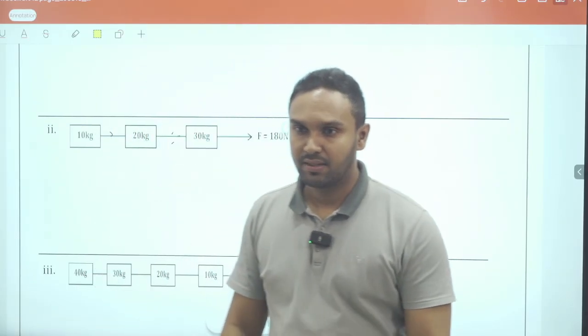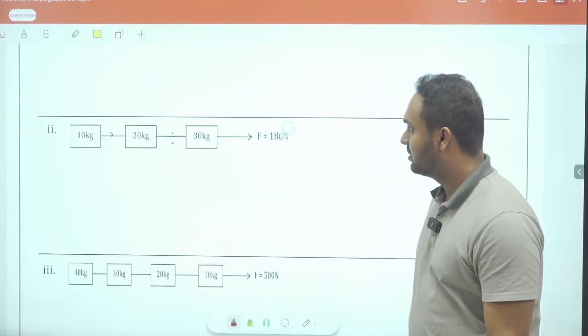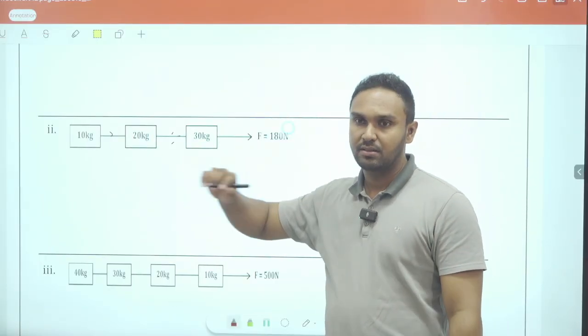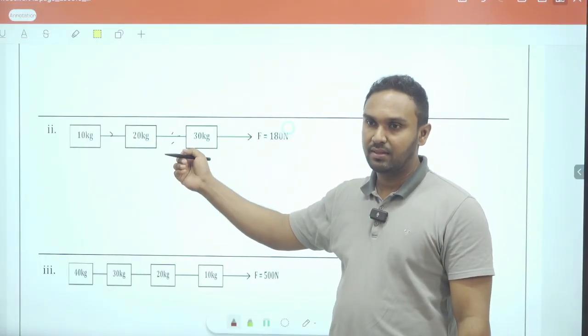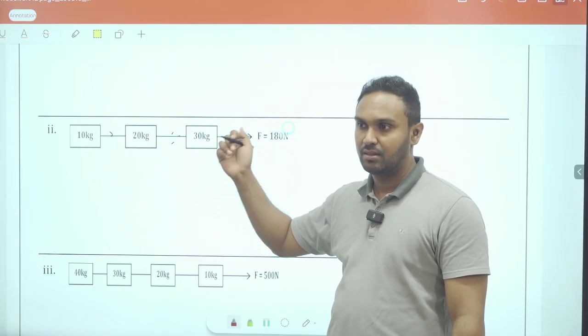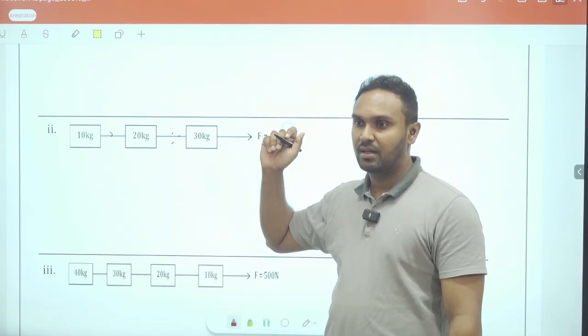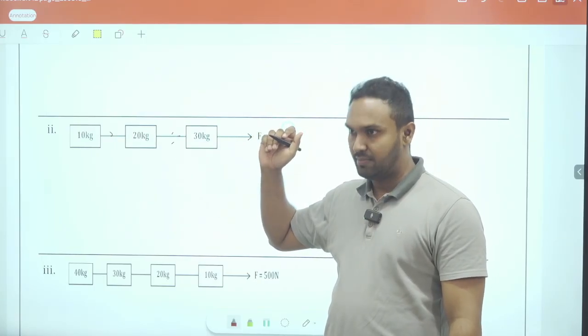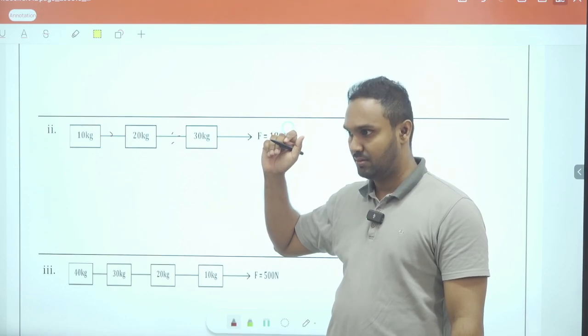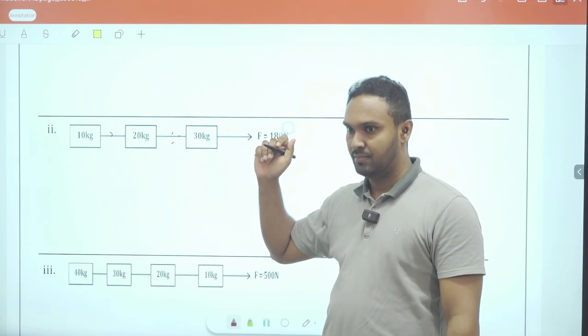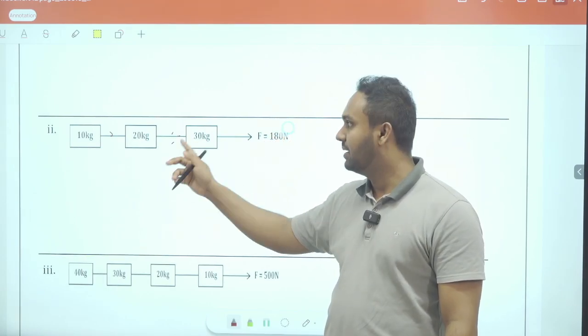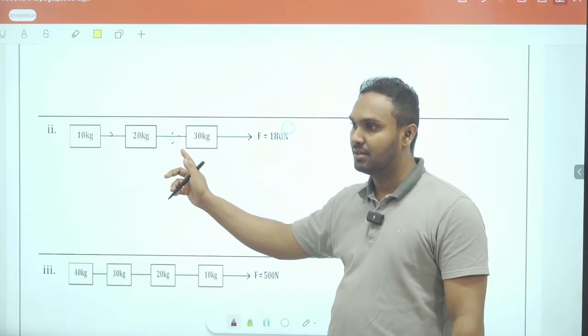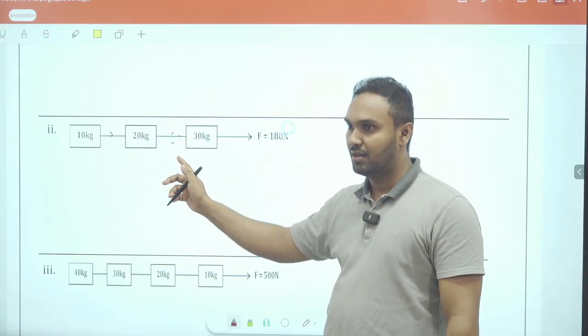Right, done with the second one as well. So what were the tensions? First one 30, the second one 60. Anyone who got a different answer? Same answer, 30 and 60. Same. 90, you have 90.